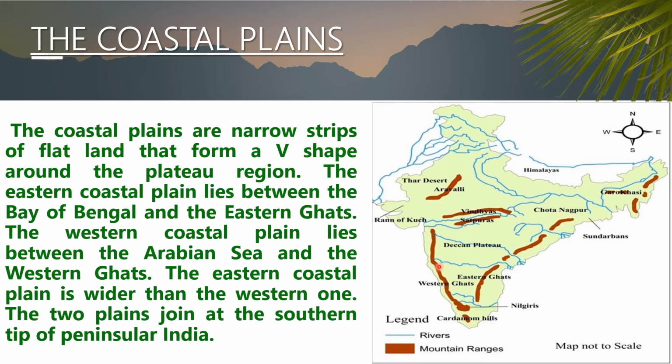And the two plains join at the southern tip. Here is the southern tip of peninsular India. This is south; looking at the directions, north is at the top, south at the bottom, east here and west on this side. The southern portion is the bottom part. Here you can see the sun rising and setting over the sea.